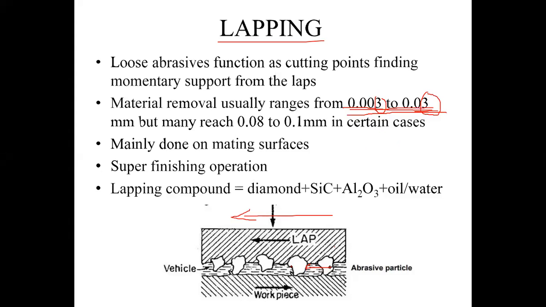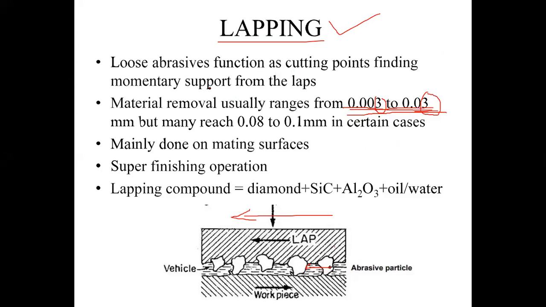If you require up to that accuracy, we need to go for the lapping process. If you don't want that kind of finish, then lapping is not required. So that's why lapping is considered a super finishing operation. So if you want to remove unwanted, very small thickness of material, then only we need to go for the lapping process.